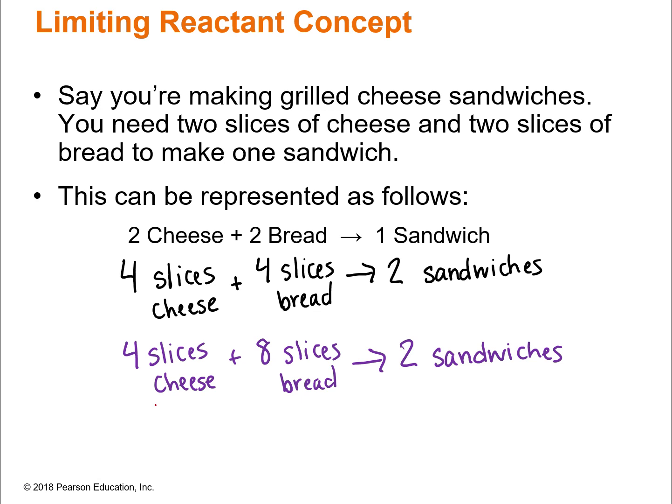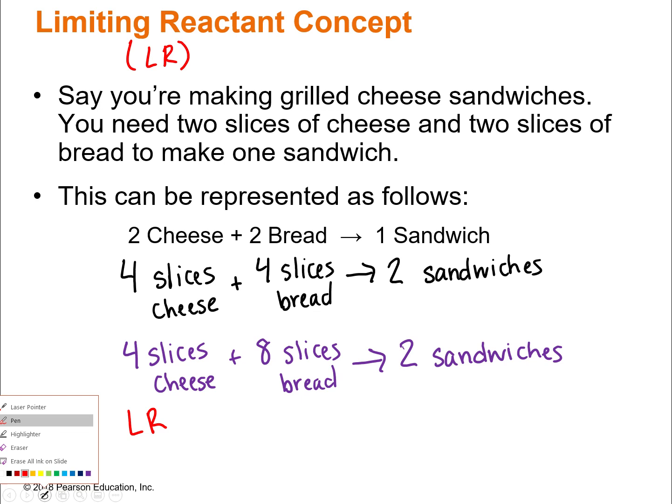In this example, our limiting reactant, which I abbreviate LR, is the cheese. We've only got 4 slices, and that's enough to make 2 sandwiches. So that's what we make. The bread, however, we've got plenty of bread. That's in excess. This is the same concept that we're going to use when we're looking at chemical equations for real.